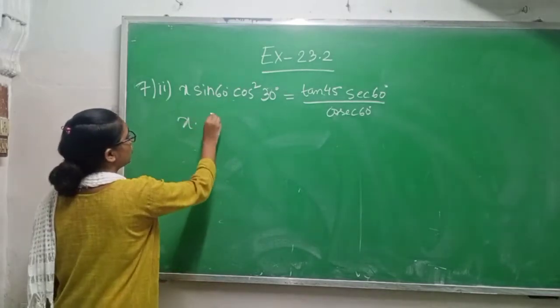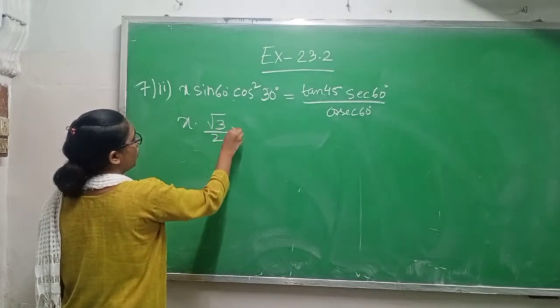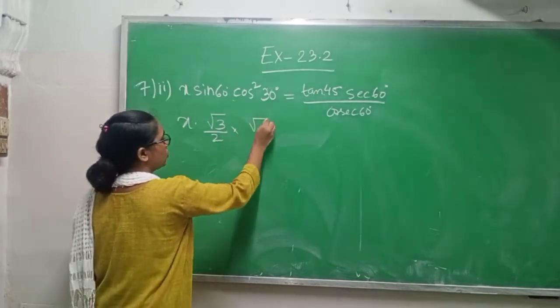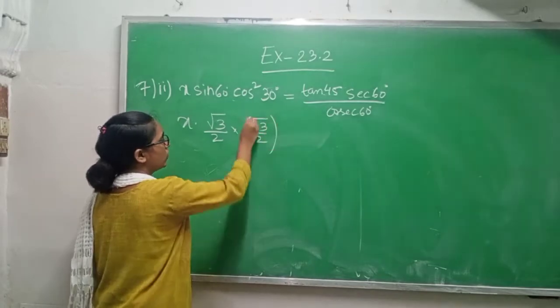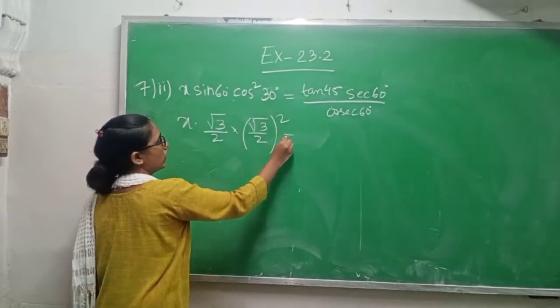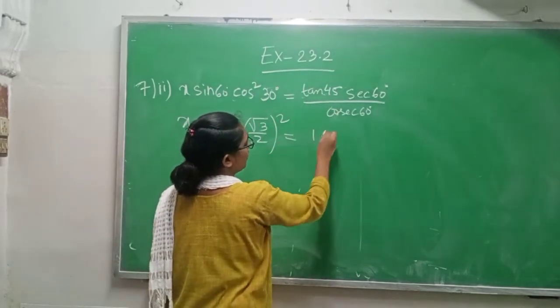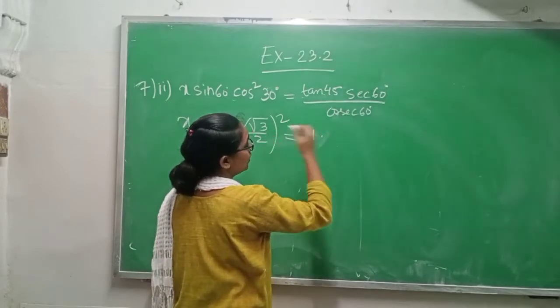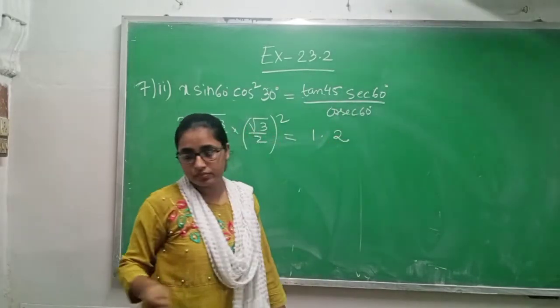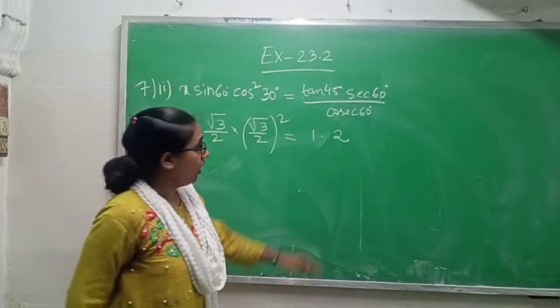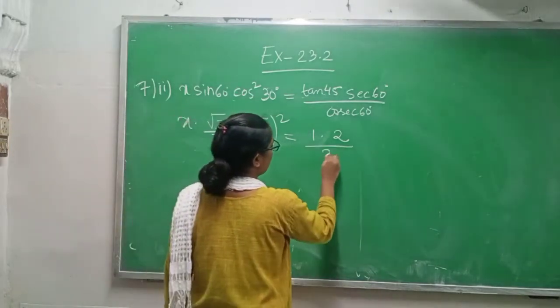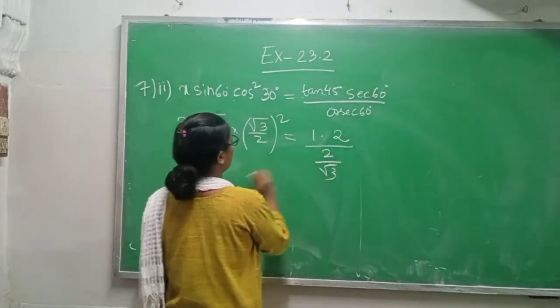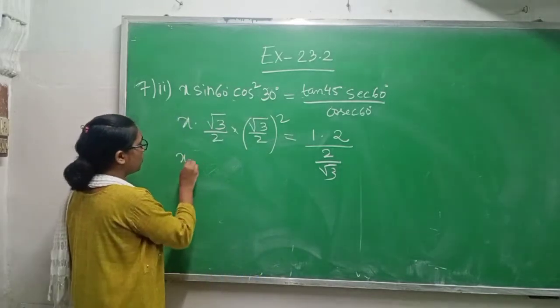Sin 60 degree value is root 3 by 2. Cos 30 degree value is also root 3 by 2, but you have to give the square because you have a square here. Tan 45 degree value is 1. Sec 60 degree value is 2. And cosec 60 degree value is 2 by root 3. Now you have to open the bracket.